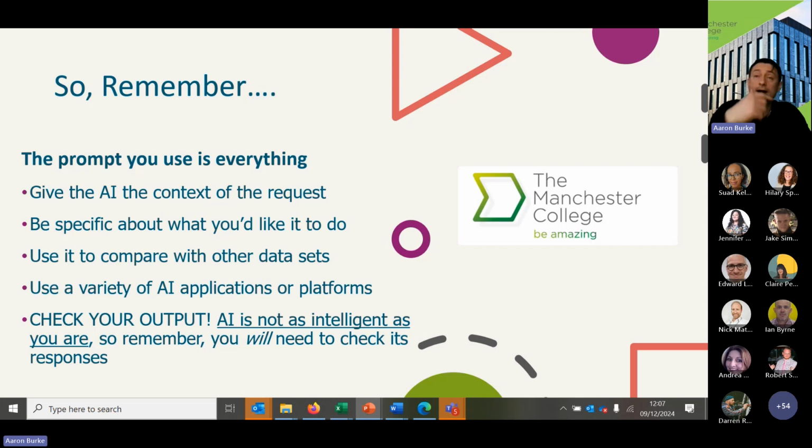And remember, there are a variety of different AI applications out there, like Bing Copilot and Claude, as Sue had mentioned earlier. But what you'll see is that there are slight differences between the output that you receive from each of the programs. So do check your output, because it isn't as intelligent as we are. So we will need to check those responses.